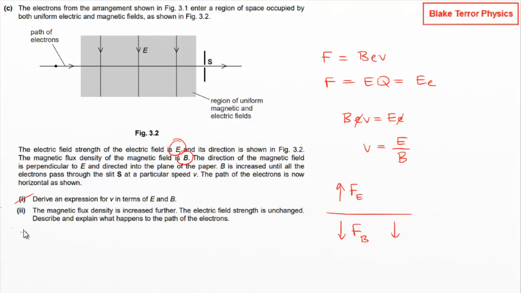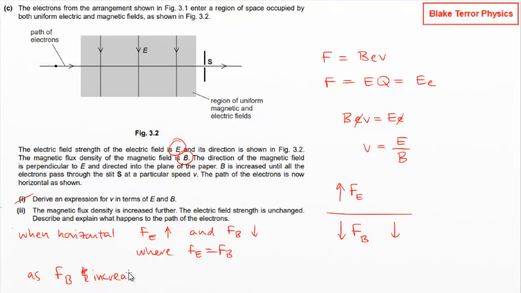So we're going to want to go through those steps then. So we can say when horizontal, we have FE upwards, but don't write an arrow, actually write upwards, and FB downwards, where FE equals FB. As FB is increased, I'm going to actually write increased because I've used the arrows for pointing upwards and downwards.